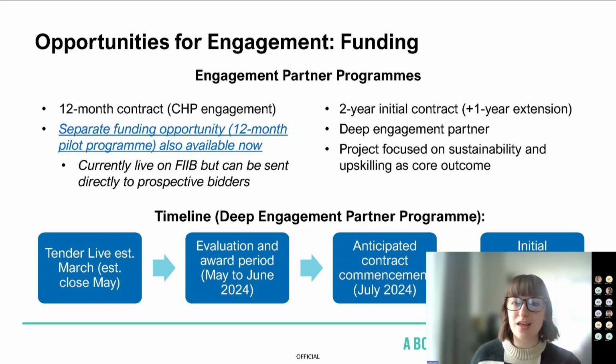So the first contract that we have at the minute is a 12-month contract. It is live on Find It in Birmingham at the minute. Because of the contract amount, if you do not have Find It in Birmingham because it is behind a paywall, please message us again at the communities team inbox and we can directly send you the invitation to quote document. And that is a 12-month programme looking specifically at the engagement from the community health profile.